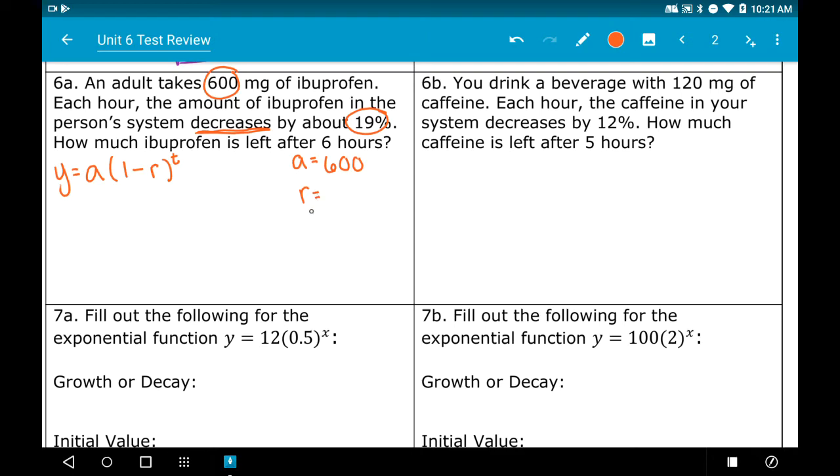Now r is going to be the rate that it decreases by. And remember, we're subtracting because it's decay by decreasing. So r is going to be 19% here. But we can't leave this as a percent. We need it as a decimal, which means we move it over 2 places and we get 0.19. So now we can fill in our formula here and get y equals, remember a is our initial, so 600 times 1 minus 0.19 to the power of t.